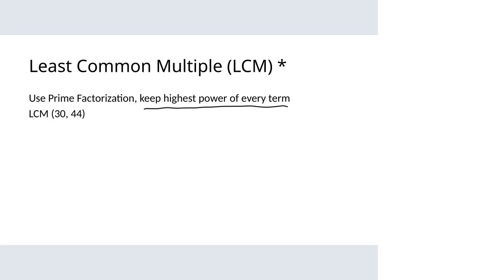So once you have the prime factorizations, we're going to use every term we have, and we're going to use the highest power of it to get our least common multiple. It's the smallest number that 33 will go into, that 44 will also go into.